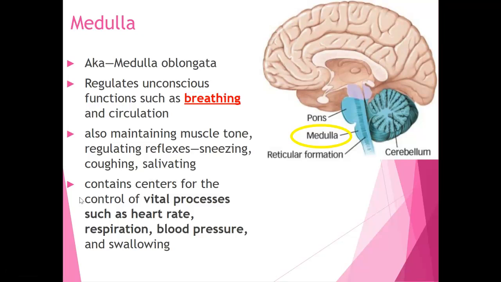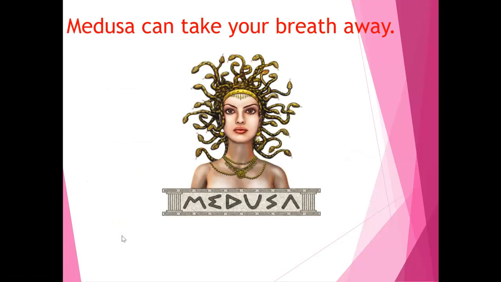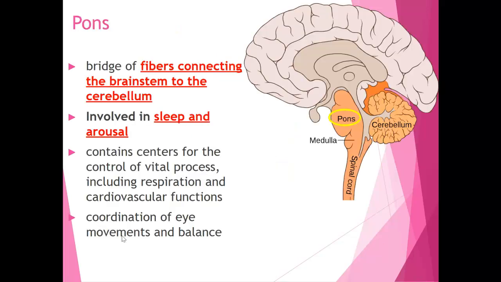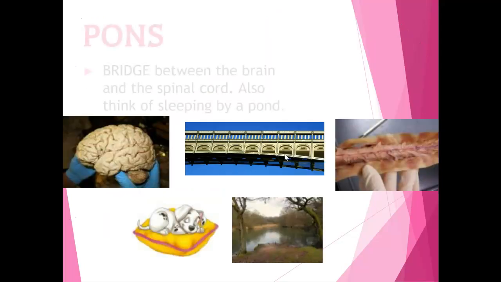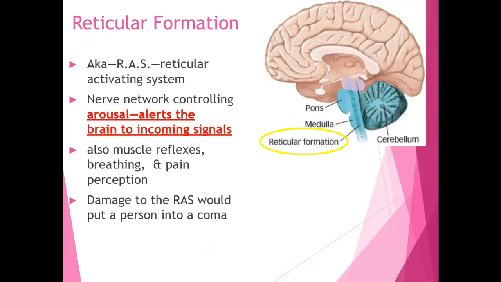The medulla is on the brain stem there where the spinal cord comes up into the brain. Medulla, also called the medulla oblongata, primary job is breathing. We talked about Medusa can take your breath away. Medusa, medulla. The pons is also there at the top of the brainstem. The pons' main job is sleep and arousal. So sleep, we talked about taking a nap next to a pond.